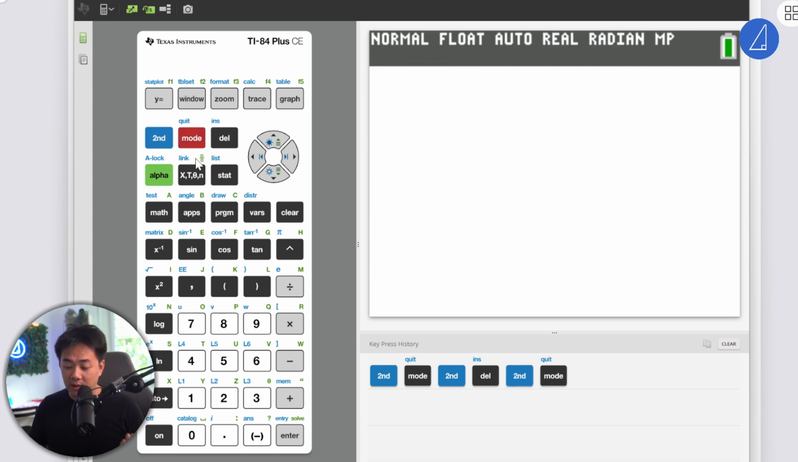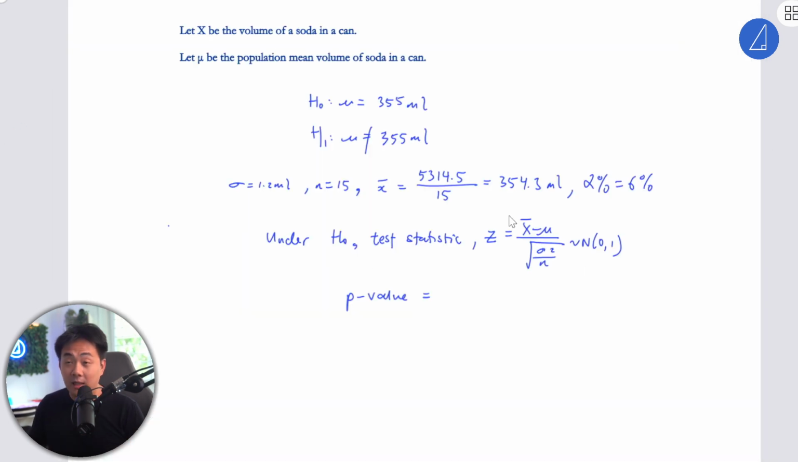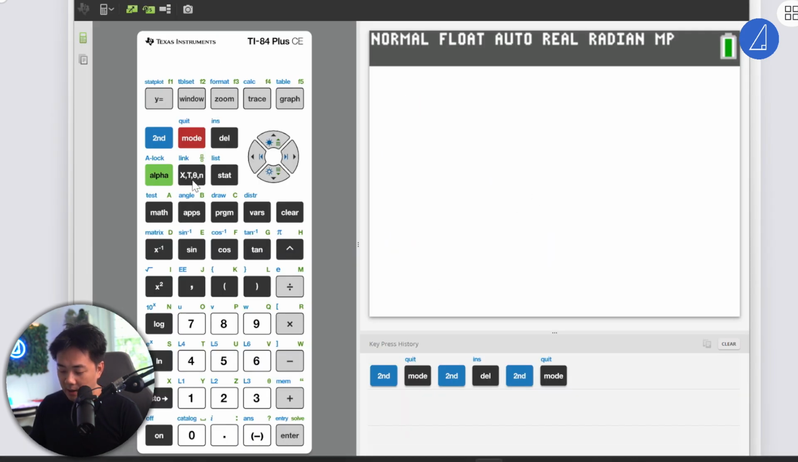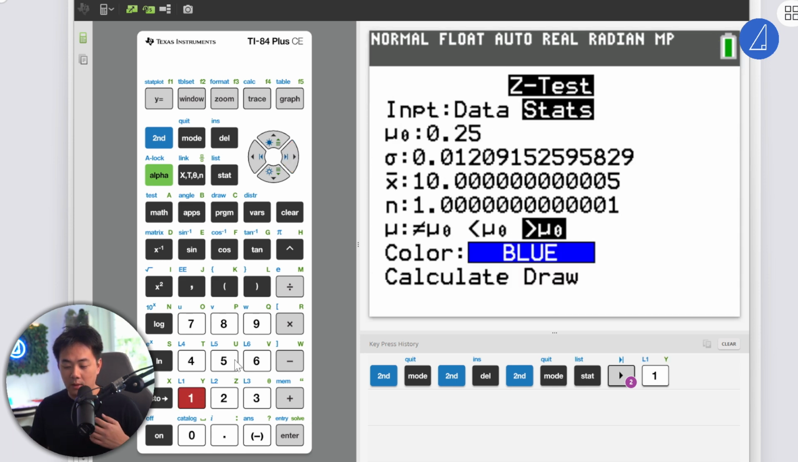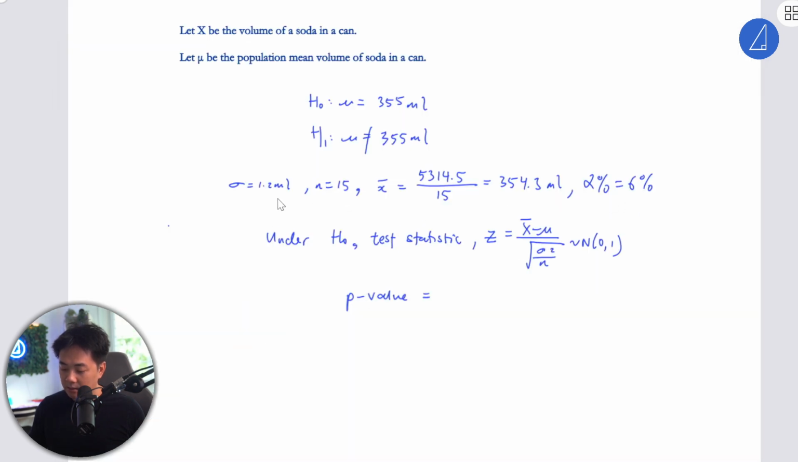I'm just writing the one which is the most acceptable. Usually I like to use the standardized form, but if you don't like to write in the standard normal curve, you can just use the actual X bar. Anyway, to find the p-value, go to stats, then calculate, then test, then Z-test. Currently in your syllabus only the Z-test is tested. So then in stats, the mu naught I'm going to key in is 355. Then sigma is 1.2 ml. Then X bar is 354.3.